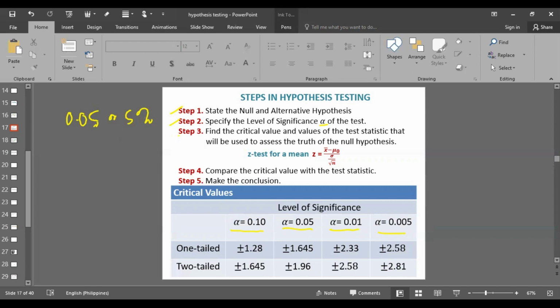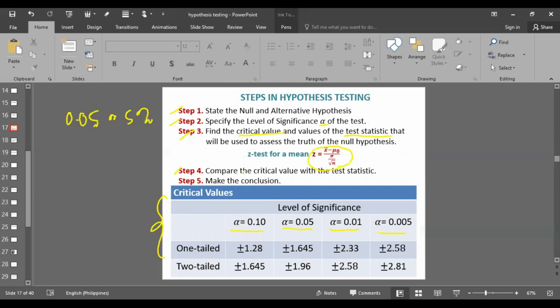Okay? Step 3 is to find the critical value. And it is the value from the appropriate table, which is this one, which the test statistic is required to reach before we can reject the null hypothesis. Dito tayo magbe-base ng critical value considering the given level of significance and the type of tail test. And sa step 3 rin, we have to compute for the test statistic. So this is the formula for the test statistic.